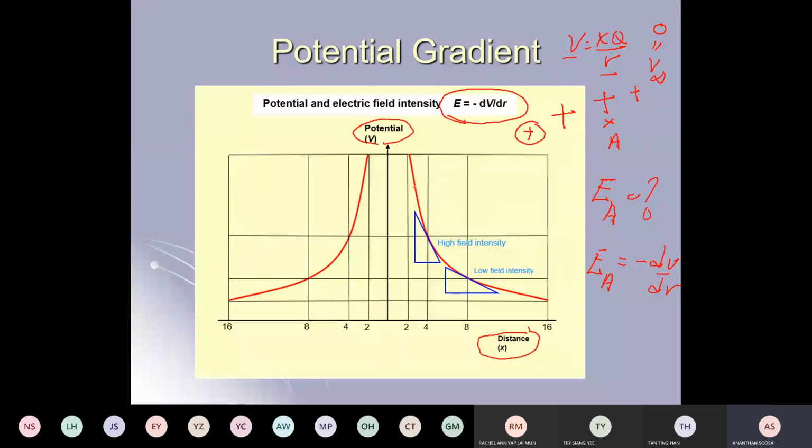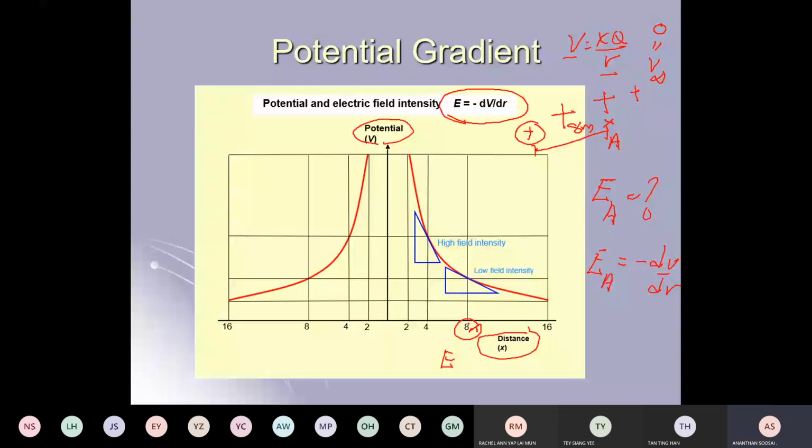So look at this graph. Let's say I want the electric field strength at A, and A is 8 meters from the center of the charge. From the center of the charge to the point here is 8 meters.